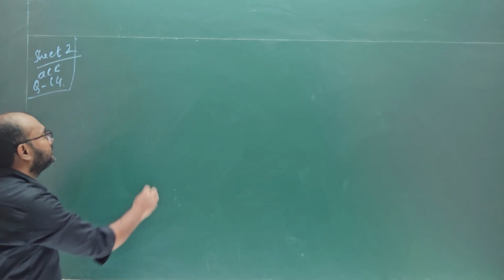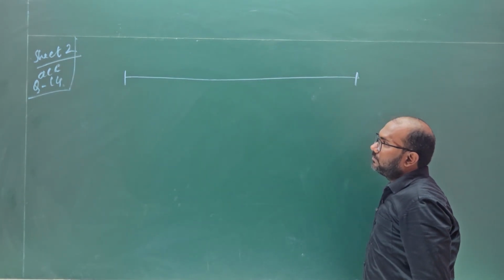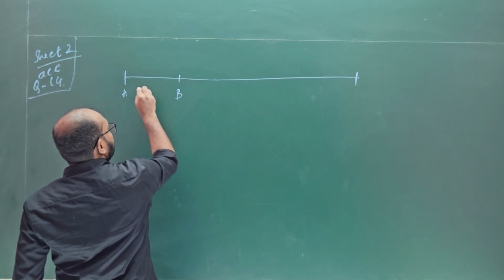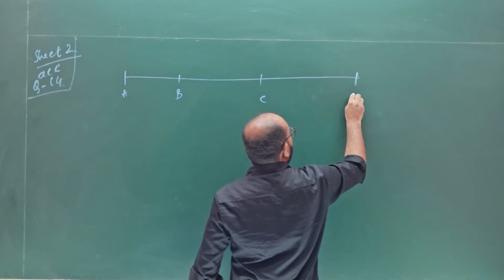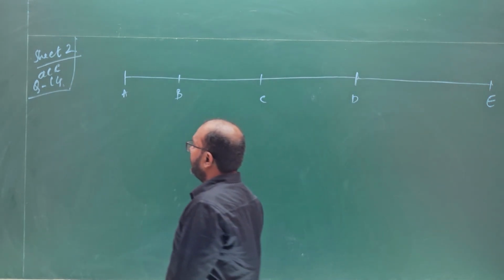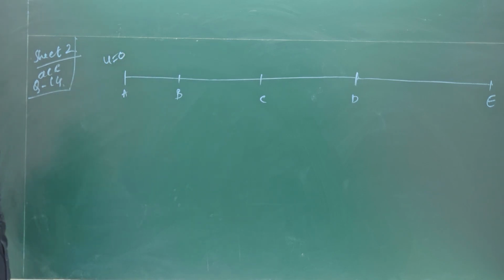For example, this is the total path: A to B, then C, then D, similarly E. Given that U is equal to 0. Is U given 0? Yes. If U is equal to 0, then only that is applicable. And if U is not equal to 0, then what is applicable? I will tell you this.